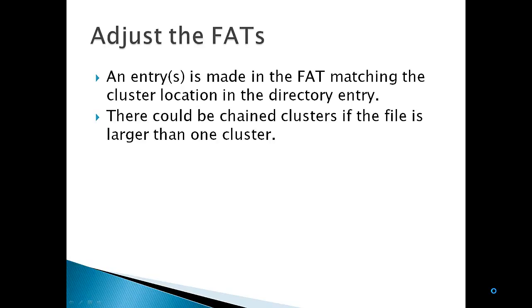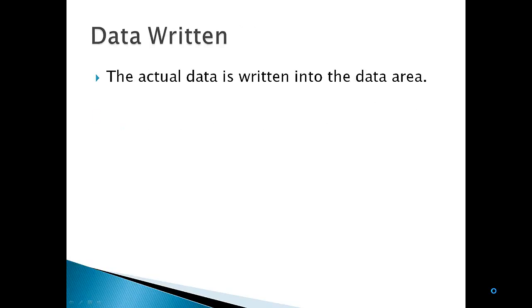in with values. Now, potentially it might go past that single cluster entry. In fact, the example file we're going to use is going to take up 2 clusters. So the first cluster always points to the next cluster. So for our example, the second entry in the chain will indicate end of file. Finally, the last thing that happens is that the data is written into the data area of the disk.